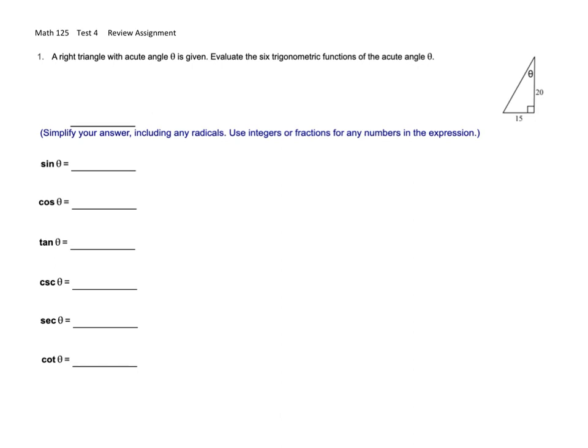A right triangle is given with theta as the angle. Right, it's kind of small over there. Evaluate the 6 trig functions of the acute angle.